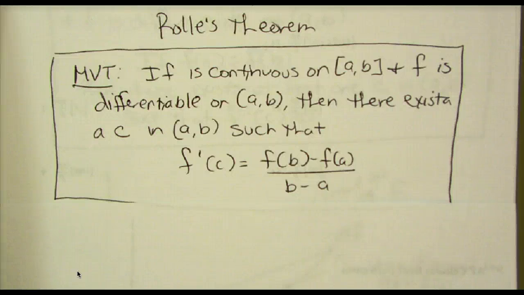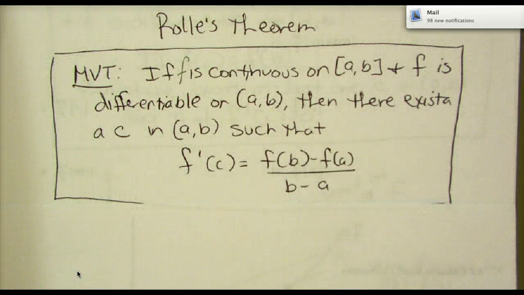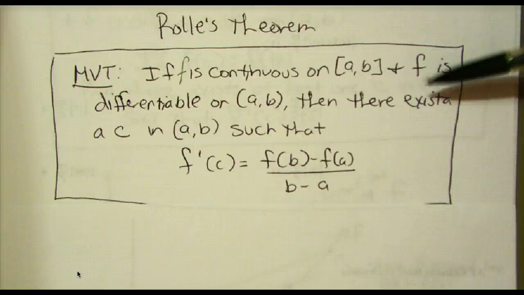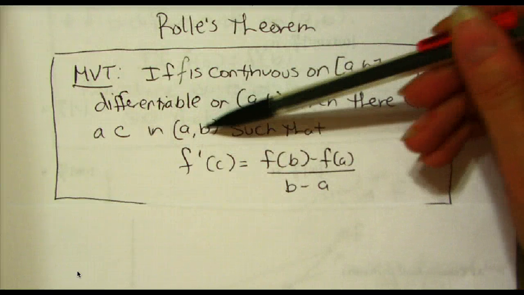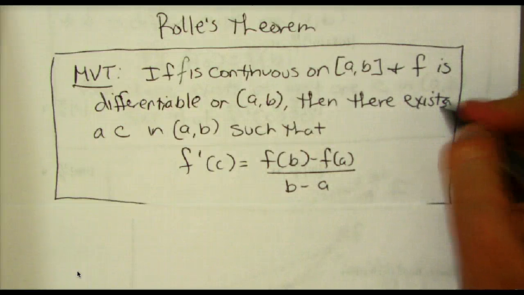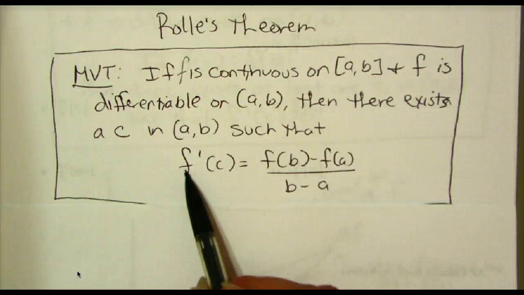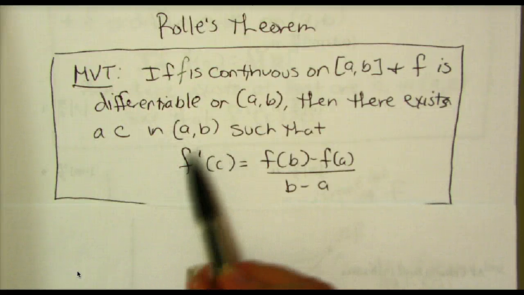If f is continuous on the closed interval [a, b], and f is differentiable on the open interval (a, b), then there exists a c in the open interval (a, b) such that f prime of c, in other words, that slope.